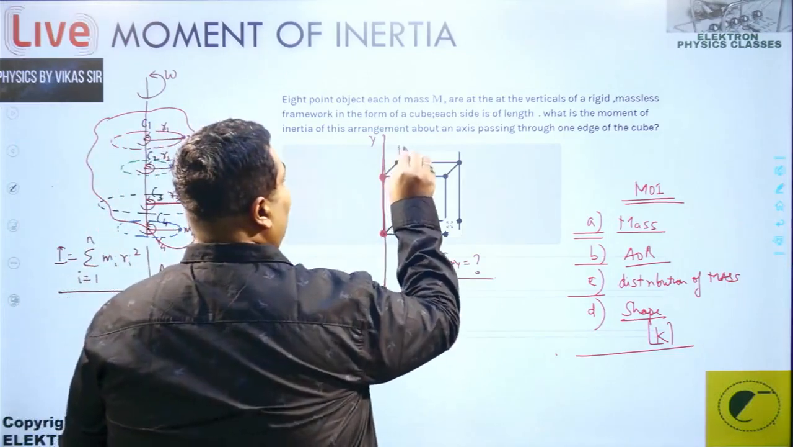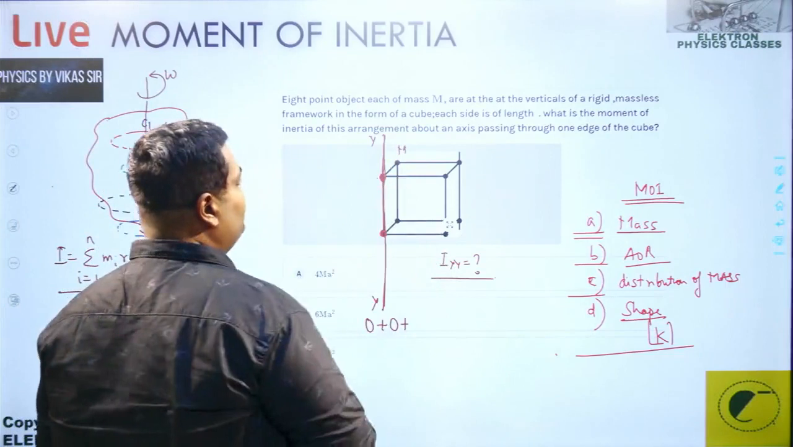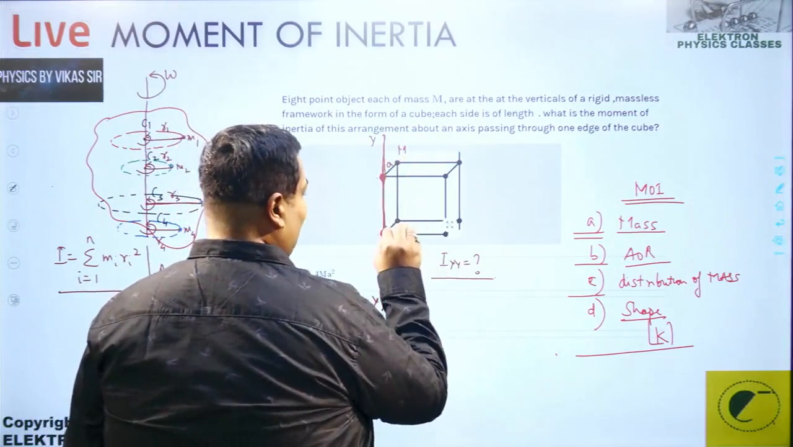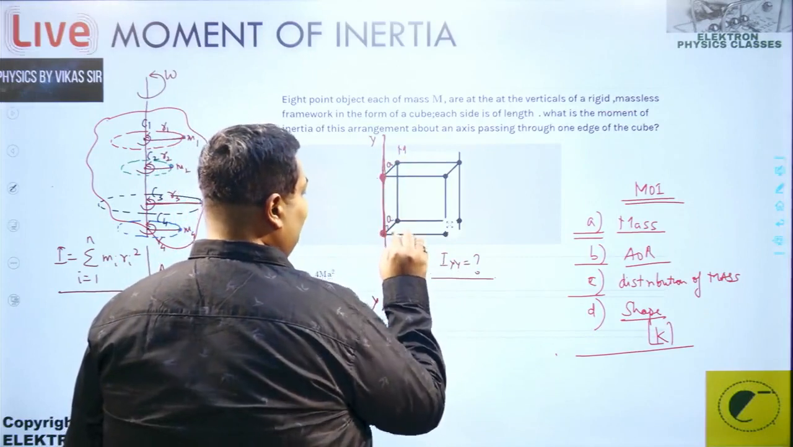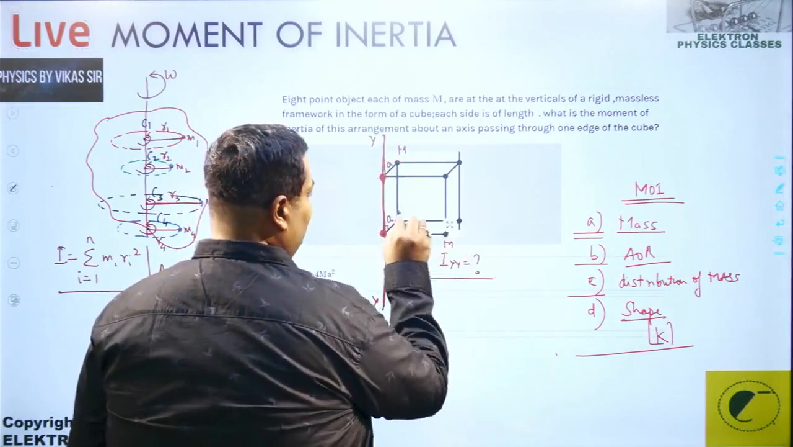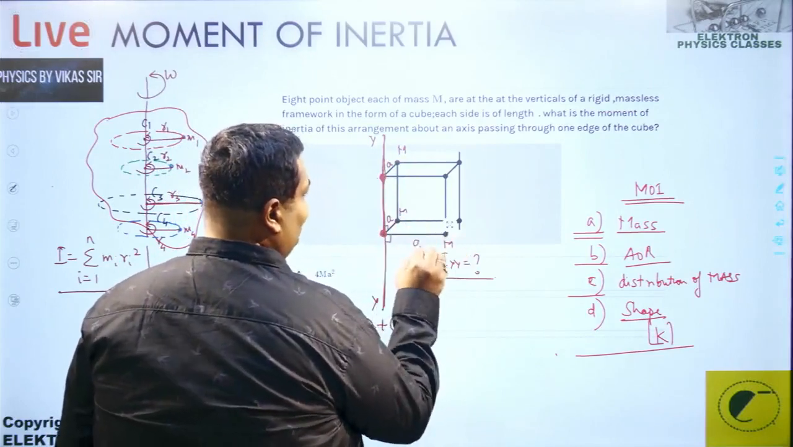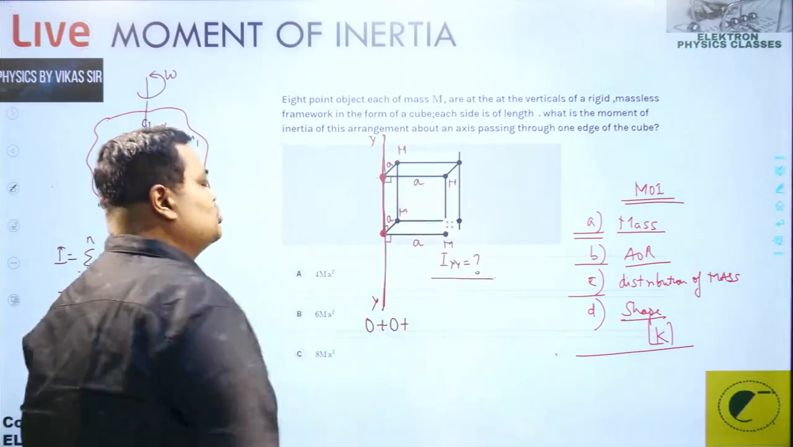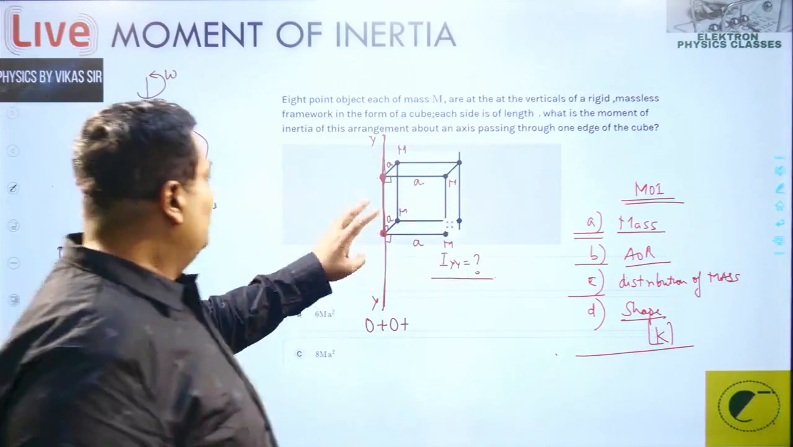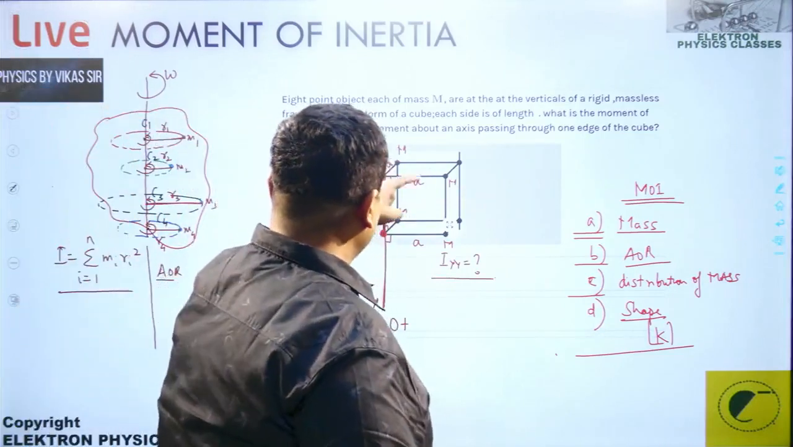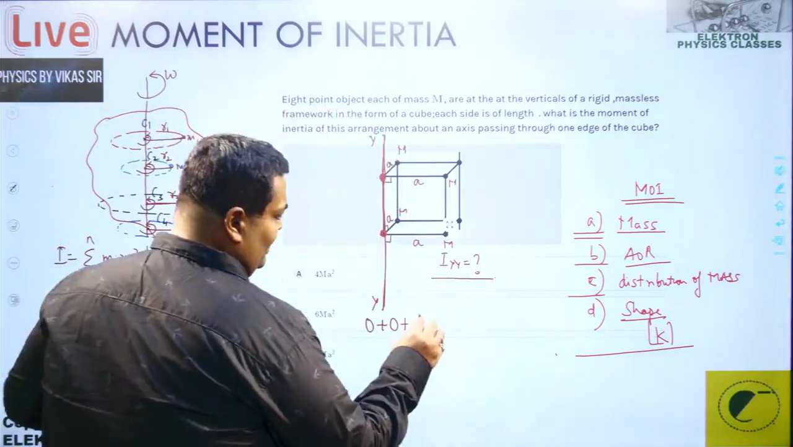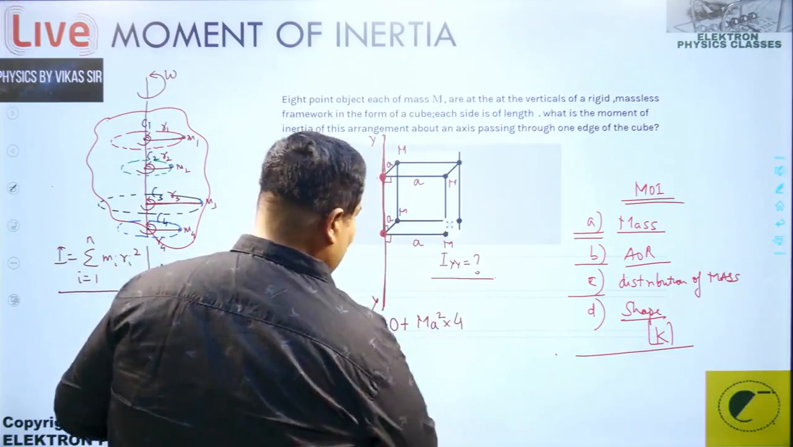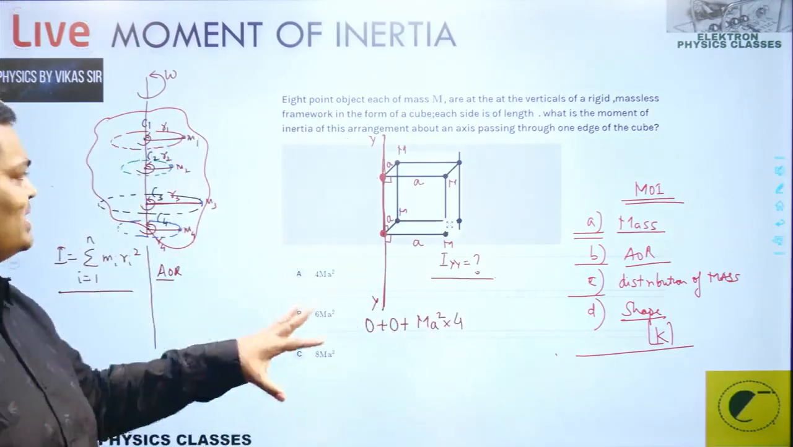Now this particle, what is the distance from here to here? What is the side length? A. Okay. What about this particle? Perpendicular distance from here, once again A. What about this particle? Once again the perpendicular distance is A. And this particle? Once again A. So there are 4 particles whose perpendicular distance from the axis is A. So we have m a square into 4. So 6 particles are gone. 7th and 8th remain.